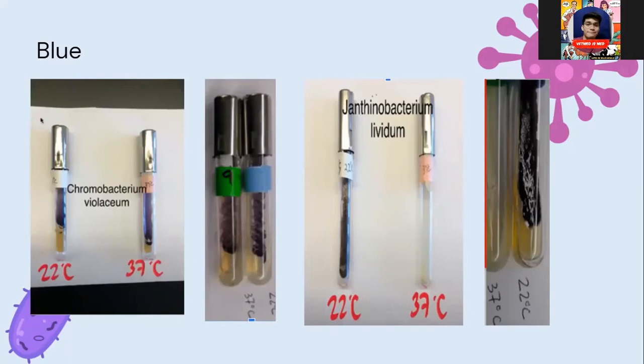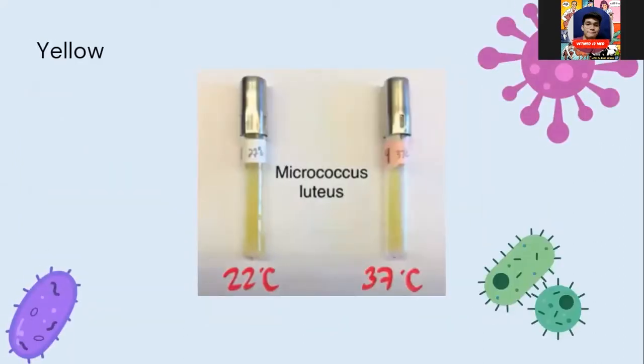So next, the next color is yellow. So here we have the example of Micrococcus luteus, which is grown at 22 degrees Celsius and 37 degrees Celsius. It grows at both temperatures and has a yellowish color pigment.